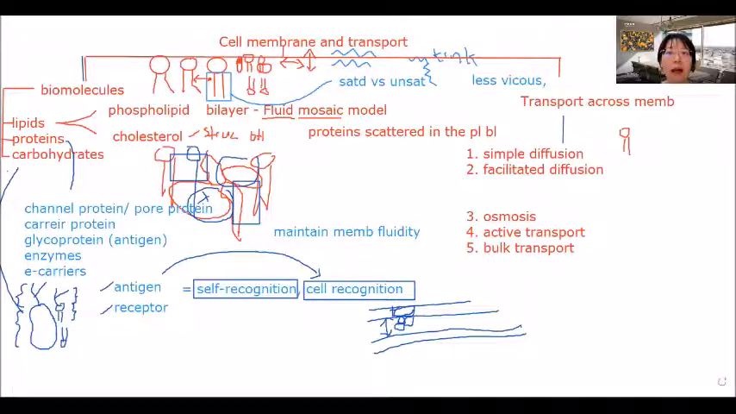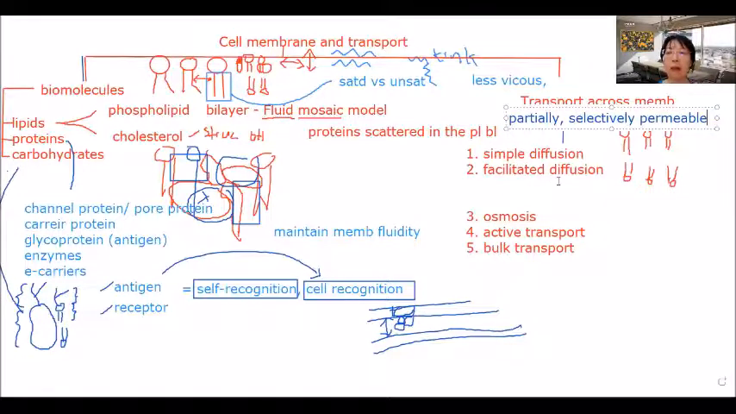When you want to talk about molecules that can pass through the membrane, we have to start to use the term that the membrane is partially and selectively permeable. This is when you start to learn the concept of this term. Partially permeable means among all the molecules that you have, some of them can pass through, some of them cannot. What governs the ability of molecules to pass through has to do with the properties of the molecules.